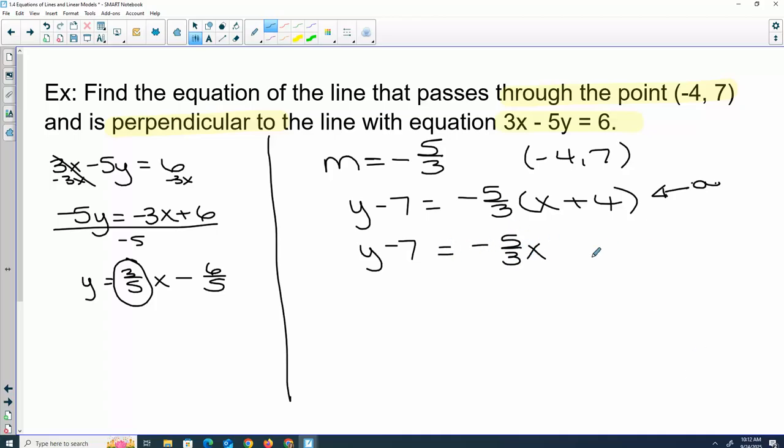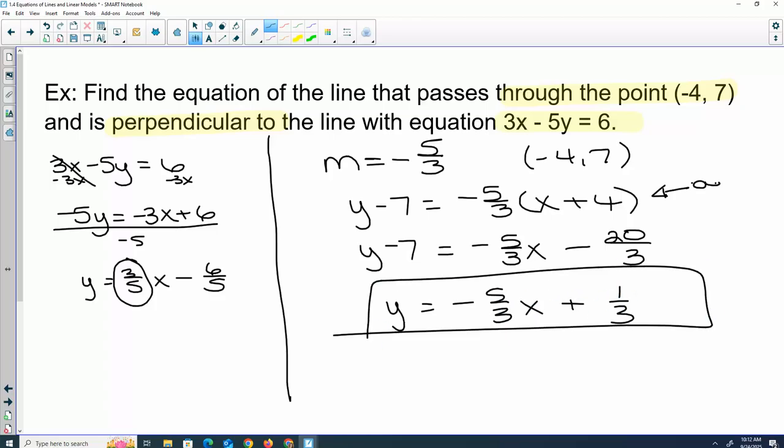It's -5/3 x minus 20/3. So then add over your 7. So you get -5/3 x plus 1/3. Did we get that? Okay.